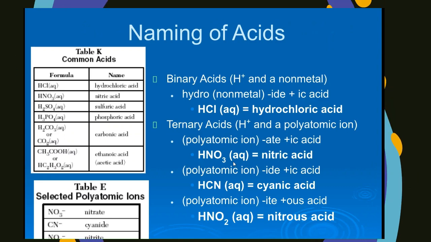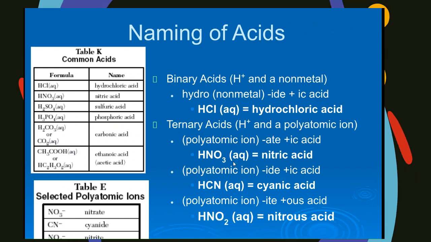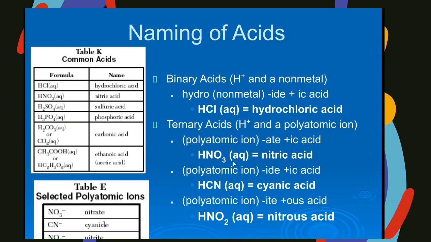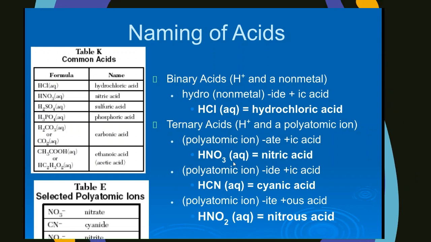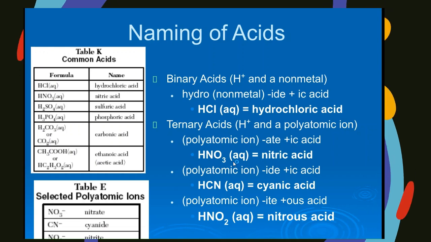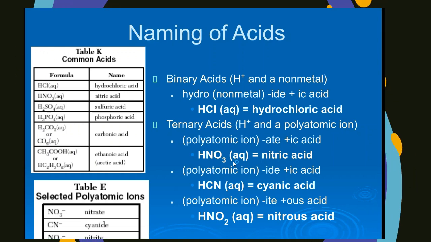Now, how do we give names to the acids? There are binary acids and ternary acids. Binary acids have H plus and a non-metal. The naming is hydro, plus the non-metal name with ide, plus ic acid. So HCl is hydrochloric acid, because chlorine is a non-metal.